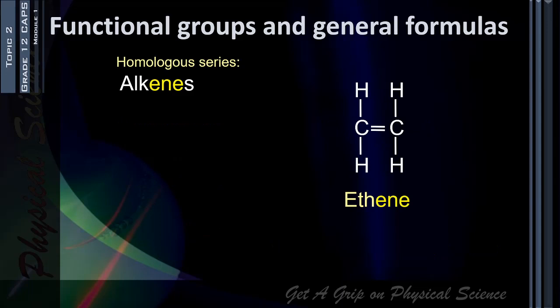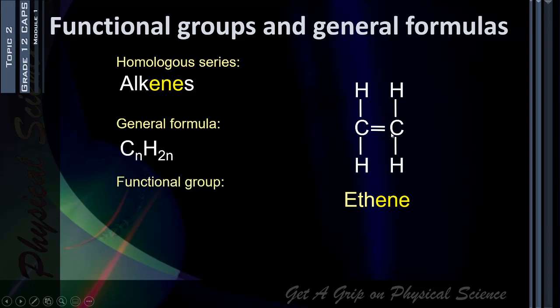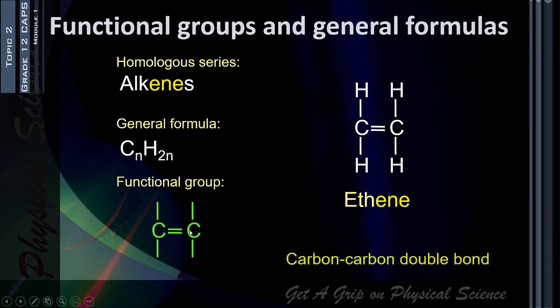For an alkene, the name of the molecule will have a postfix of ene. The general formula will have double the amount of hydrogens compared to the carbons, so it will be CnH2n. And if you look for the functional group of the alkenes, it will be a double bond between two carbons. So the functional group, if they ask you to draw the structural formula of it, will look like that, at least one double bond between two carbons.